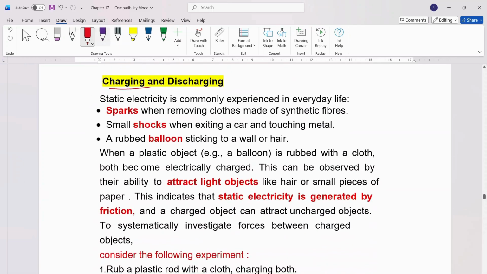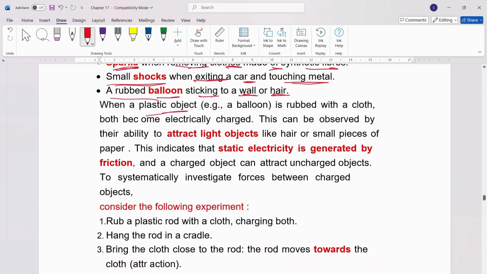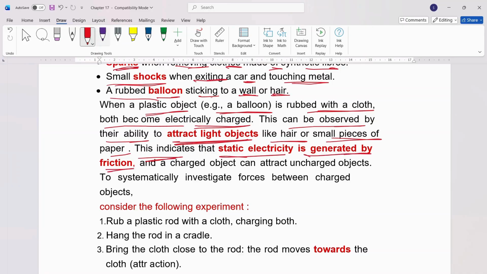Now, let's discuss charging and discharging. Static electricity is commonly experienced in everyday life: sparks when removing clothes made of synthetic fibers, small shocks when exiting a car and touching metal, a rubbed balloon sticking to a wall or hair. When a plastic object, for example a balloon, is rubbed with a cloth, both become electrically charged. This can be observed by their ability to attract light objects like hair or small pieces of paper. This indicates that static electricity is generated by friction, and a charged object can attract an uncharged object.